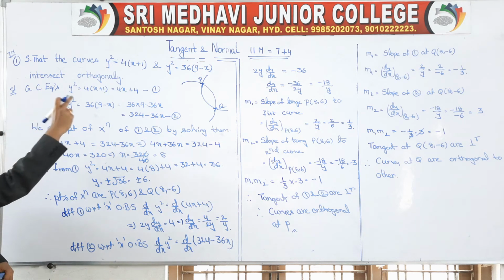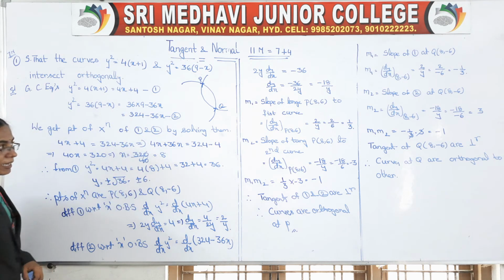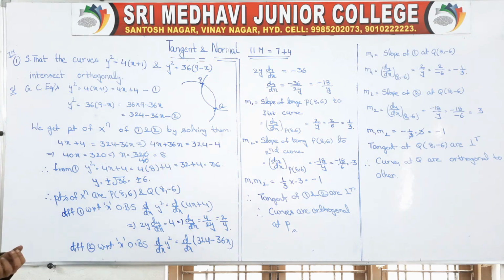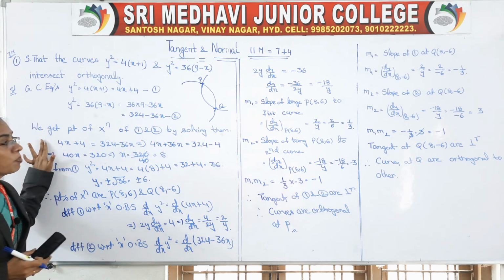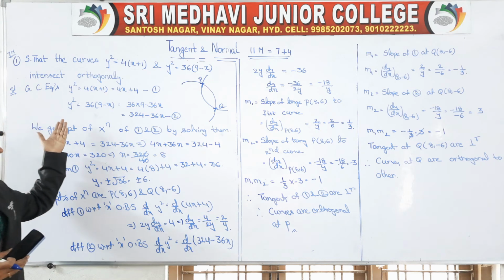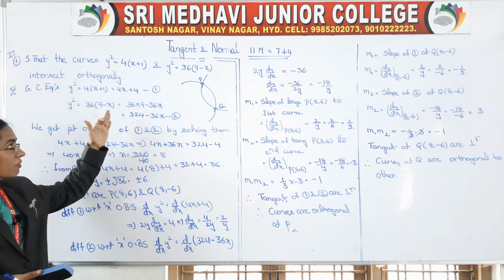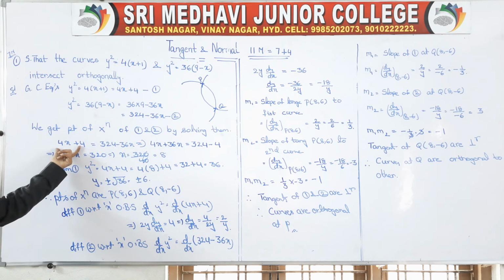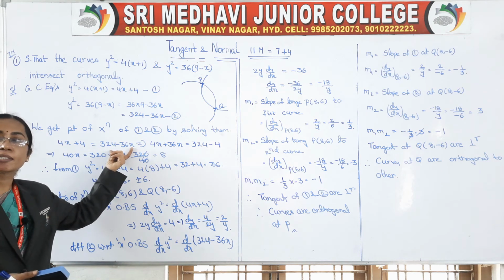Okay, so first, the given curve equations are: this is your first curve, this is your second curve. First we have to find the point of intersection of the two curves. So how will we get it? Just by solving those two equations. First curve is y square is equal to, second one also y square is equal to. So we can equate the right side values: 4x plus 4 is equal to 324 minus 36x.